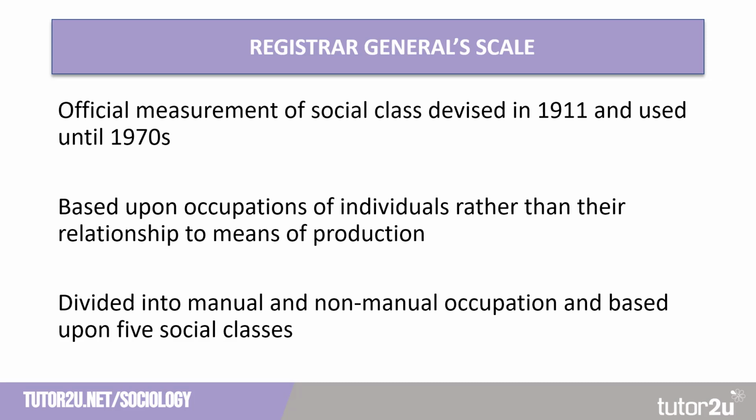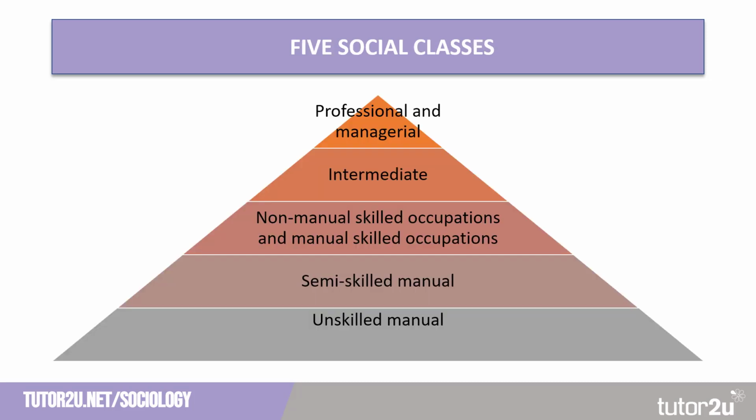The registrar-general scale categorises individuals into one of 5 different social classes. The 5 different social classes are listed on the screen, but are broken down further. At the top of the scale were professional and managerial occupations, which were largely non-manual. There were intermediate occupations at the second level, and the third level is non-manual skilled and manual skilled occupations. Semi-skilled occupations comes in at the 4th social class, and unskilled manual labour is at the lower end of the scale. But what are these social classes, and which occupations fall into them?